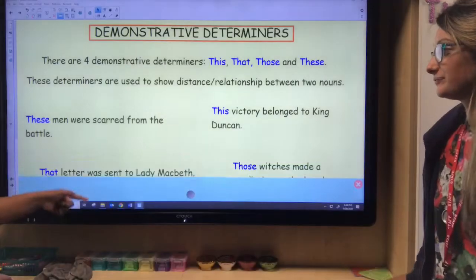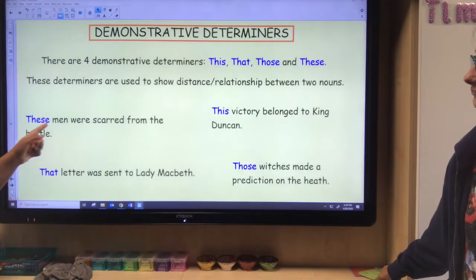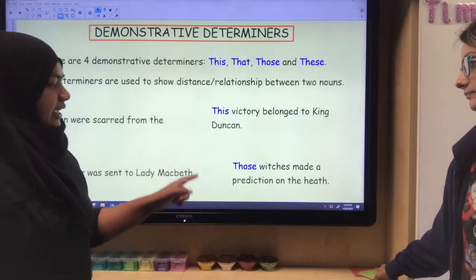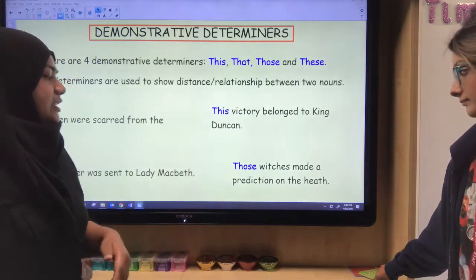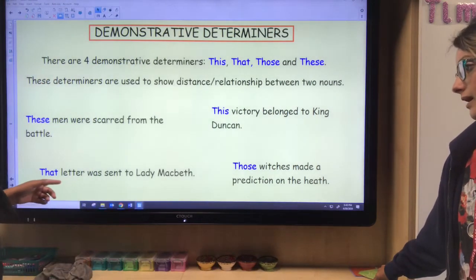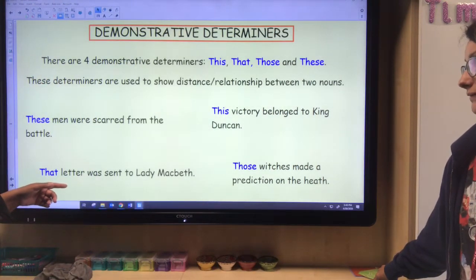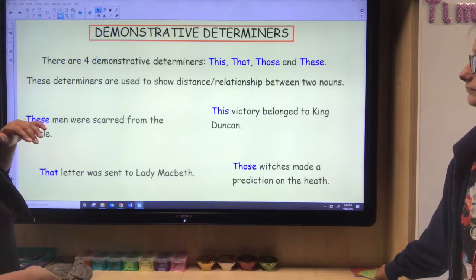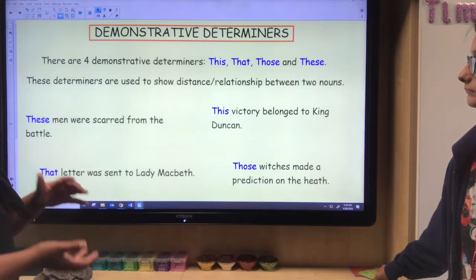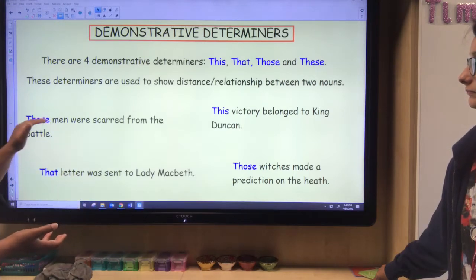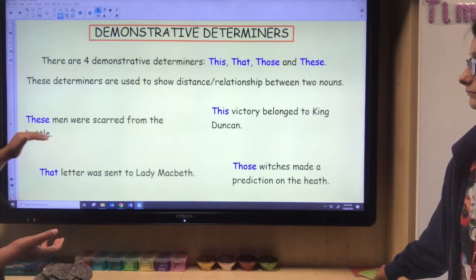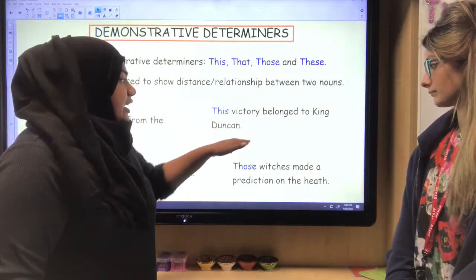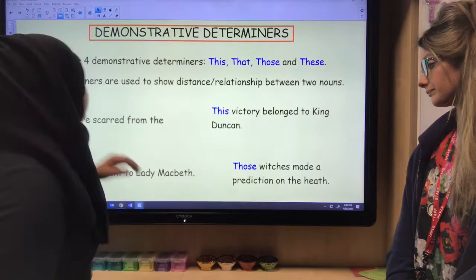So we've got the following sentences. We've got, these men were scarred from the battle. This victory belonged to King Duncan. Those witches made a prediction on the heath. And last one, Mrs. Gale. That letter was sent to Lady Macbeth. Okay. So those are all examples of the use of demonstrative determiners. And they are used to show a relationship between two nouns. So we know that the men, that's in relation to the battle in the sentence. So the victory, that's in relation to King Duncan, so it's related, and vice versa.